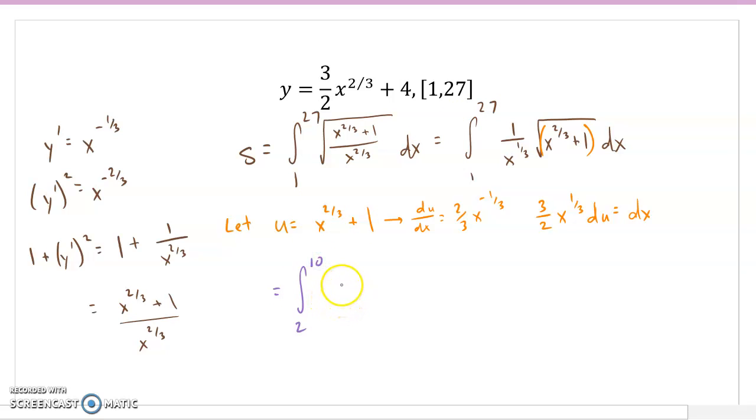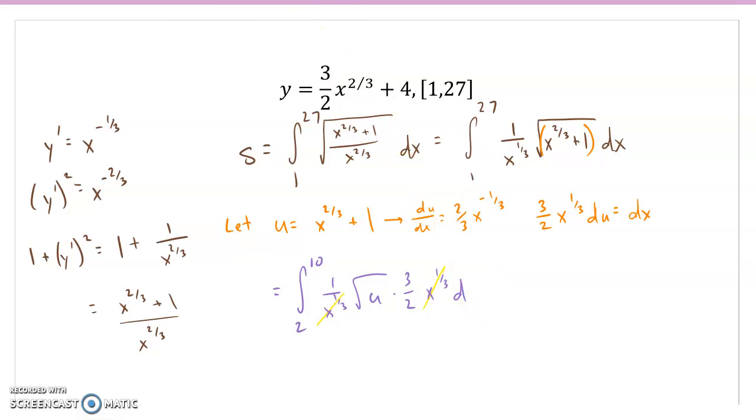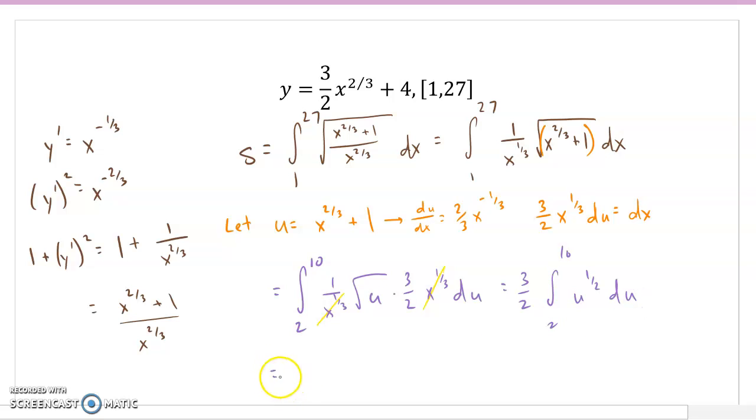And then we have 1 over x to the 1/3 times the square root of u times dx, but dx is 3/2 x to the 1/3 du. And would you believe it? What are the odds? This x to the 1/3 cancels out with this x to the 1/3, and I made a typo here. There should be a du, right? It's the du right here. I'm replacing dx with all of this. So this 3/2 is a constant that can come out front. We'll integrate from 2 to 10 of u to the 1/2 du, and that's a fairly basic one, right?